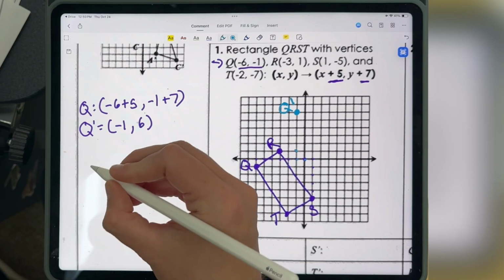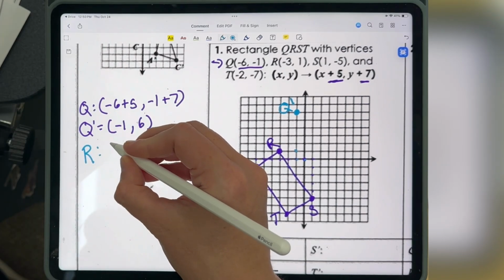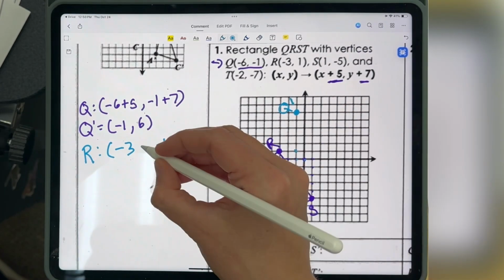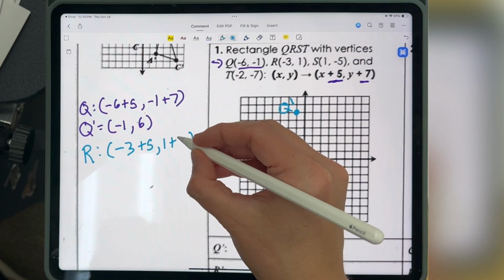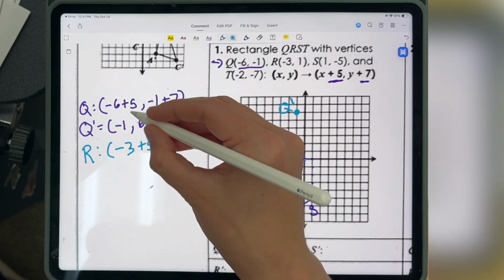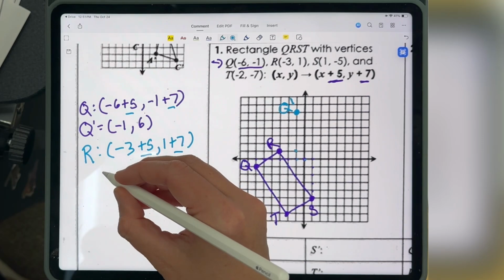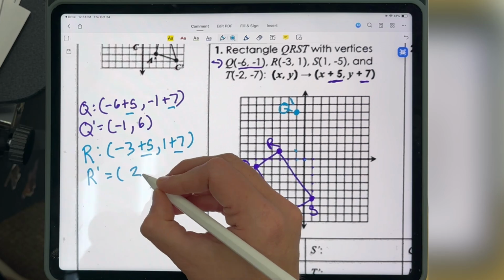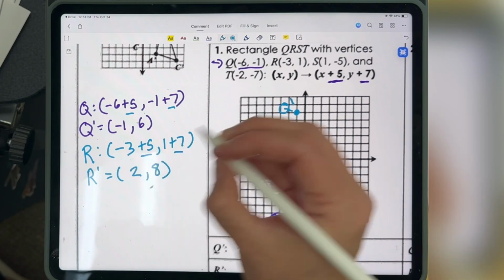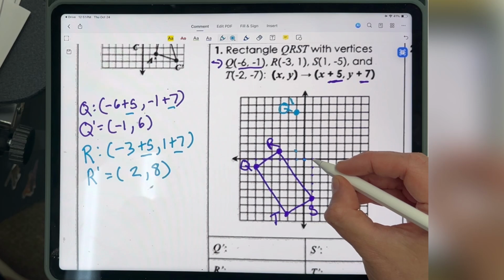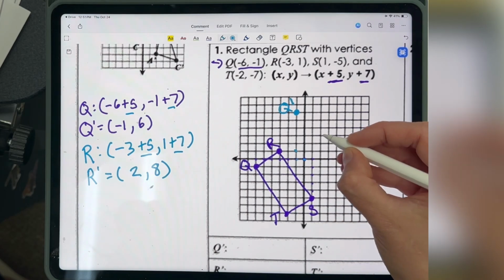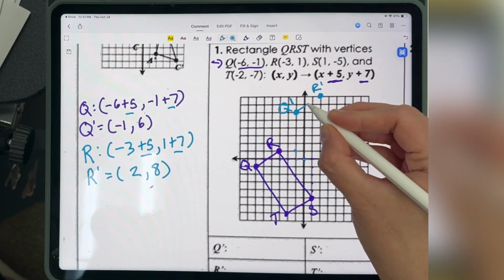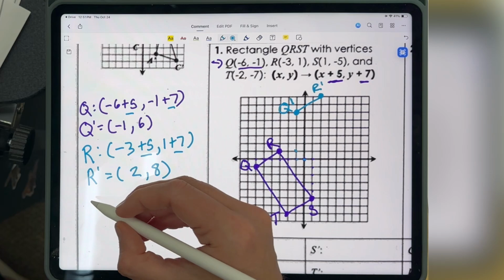All right, so now let's do R. We have to do all of them. So R originally was at -3 and 1. And you have to do the same switch to all, adding 5 to all the x's and adding 7 to all of the y's. So R prime is going to be at -3 + 5 is 2, 1 + 7 is 8. So R prime is at 2, 8. Start at 0, go over 1, 2, up 8. And here is R prime. Connect them.